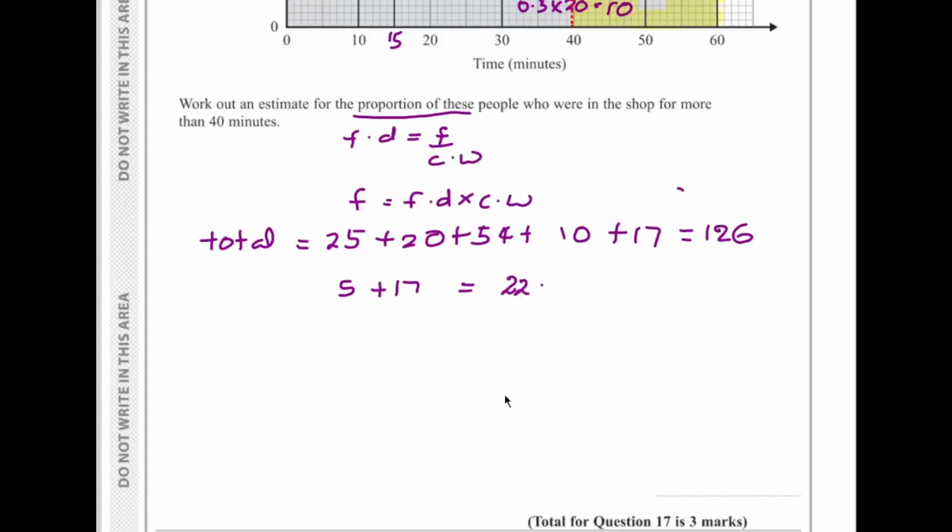Then if we write it as a proportion, we have to write 22 over 126. Once you simplify, you get 11 over 63. This is the proportion of these people who were in the shop for more than 40 minutes.